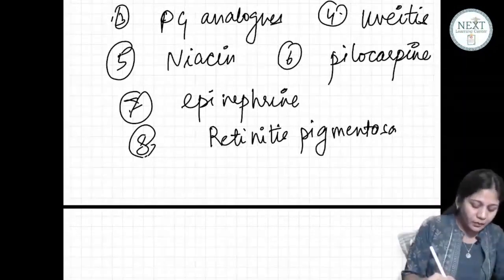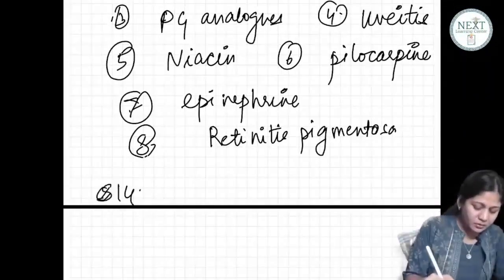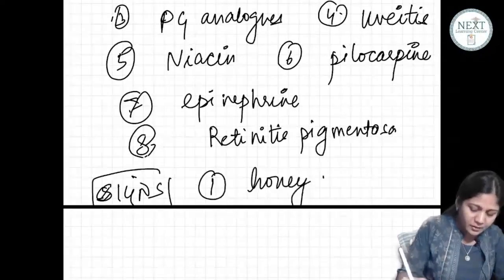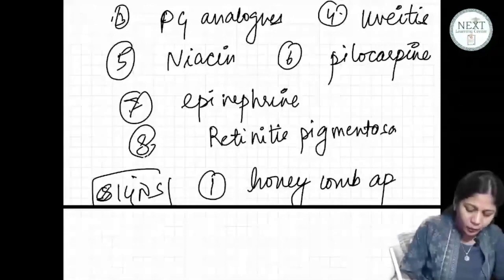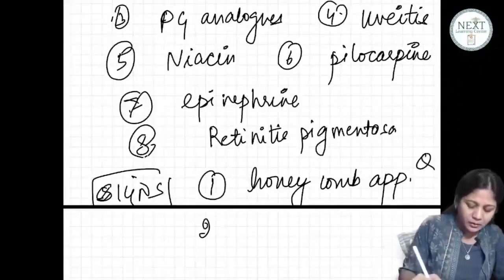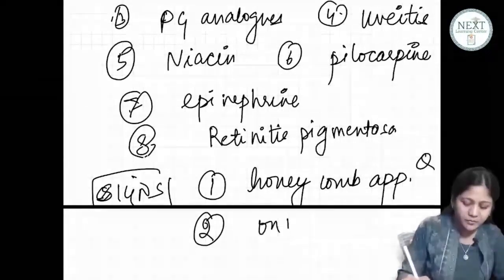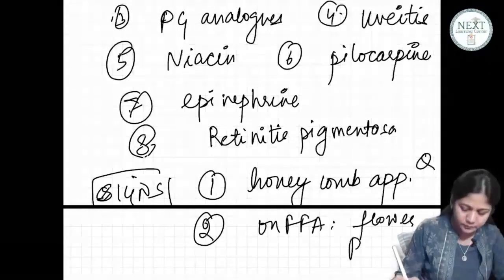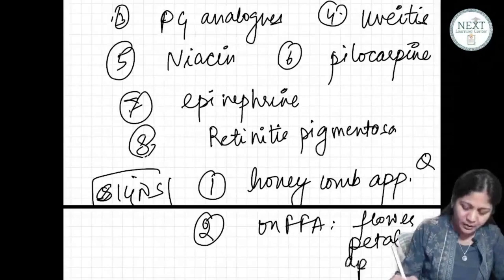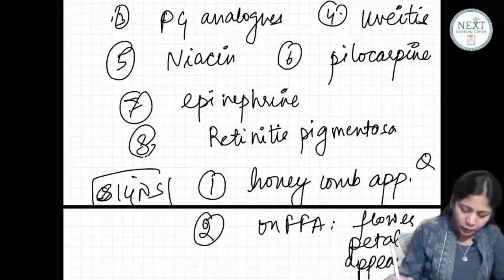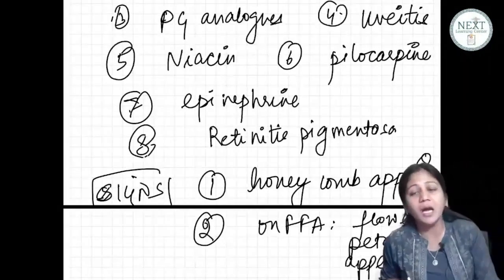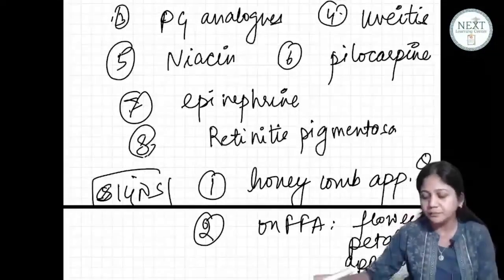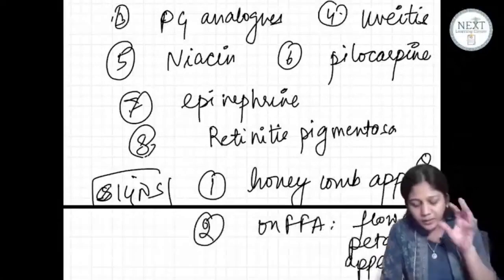Now, when you see this patient, you will see a honeycomb appearance in the retina, and you can see on FFA a flower petal appearance. I'll just show you a flower petal appearance. Either you will see a honeycomb appearance in the retina, or if you do an FFA you will see a flower petal appearance. Now I will show you how it looks. It's a very beautiful picture.